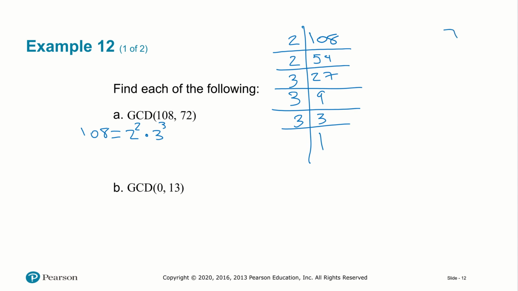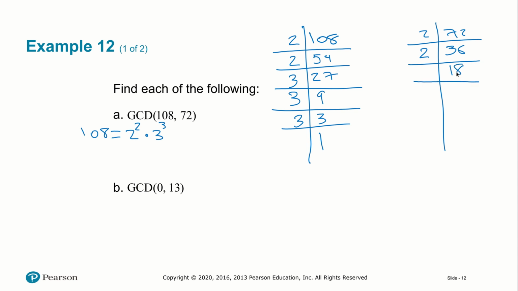All right, 72. Now, we start with 2 again because it's even. 72 divided by 2, that's 36. We write the 36 here below the 72. Once again, that's even, so we know the smallest prime that goes into that is 2. We go ahead and write it, and we divide. 36 divided by 2 is 18. We put that below the 36.